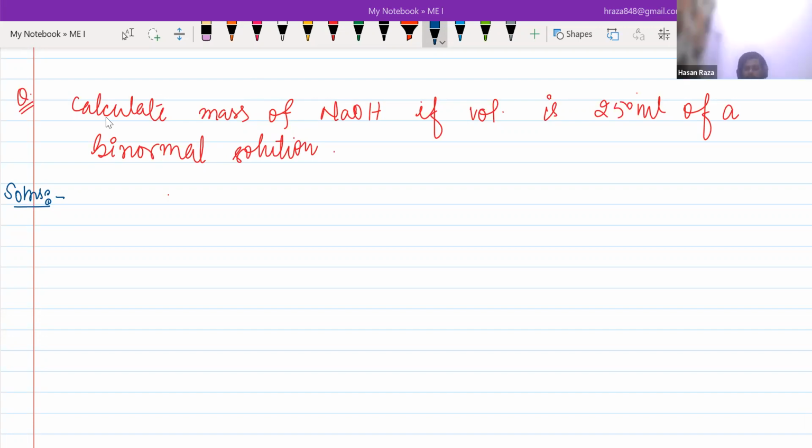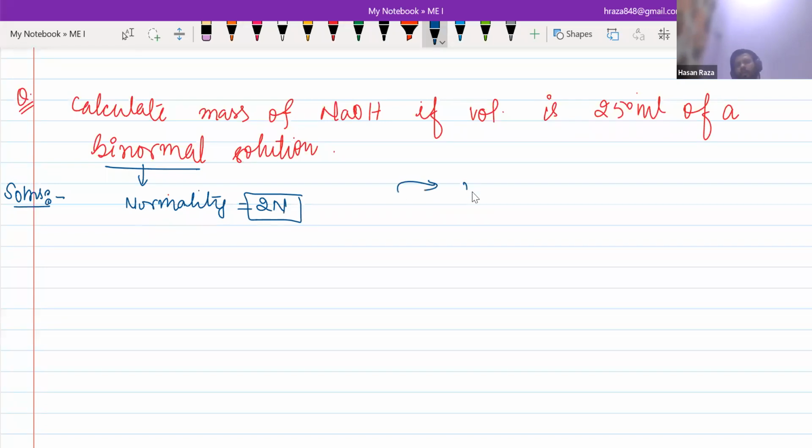Normality is given. I'm going to give you the hint. By normal, that means normality is given, and normality is 2. Your normality is 2. So first you are going to calculate number of gram equivalent. You need to calculate this part. Then you will get your answer easily.